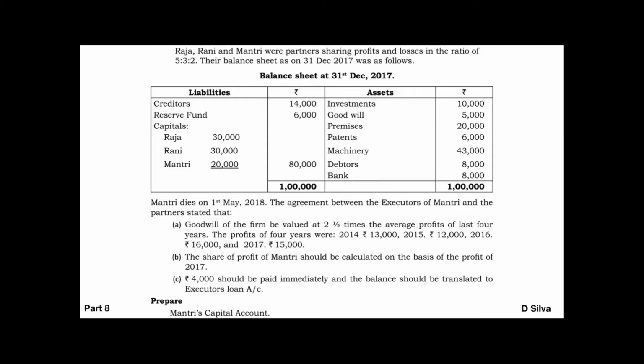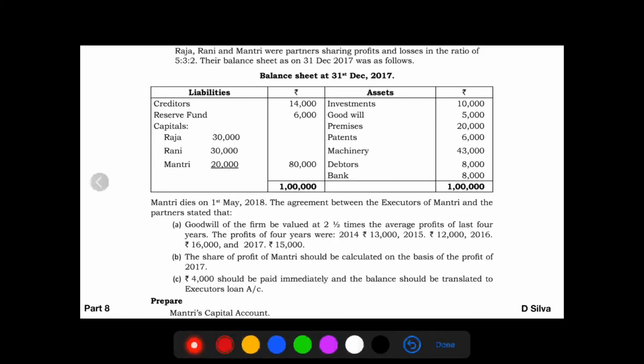Let's look into this question under death of a partner. Raja, Rani and Mantri were partners sharing profits and losses in the ratio of 5:3:2. The balance sheet as on 31st December 2017 was as follows. So this is the balance sheet as on 31st December 2017. That means the opening date of the balance sheet will be 1st of January.